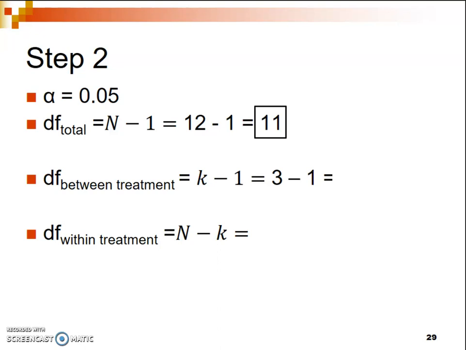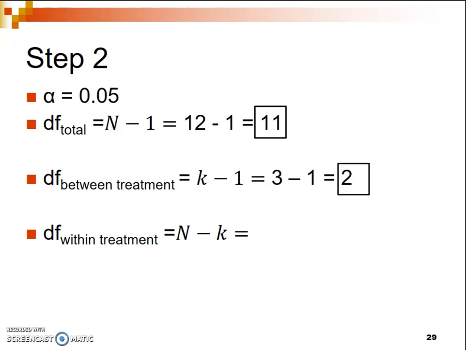Our between treatment degrees of freedom is going to be measured by taking K, which we learned about a couple of slides ago, where K represents the number of levels that we're comparing. In this study, we have 3 different levels of our IV, which were pizza, beer, and control. So we subtract 1 from 3 to get the degrees of freedom between, which is 2. And then finally we have the degrees of freedom within groups.